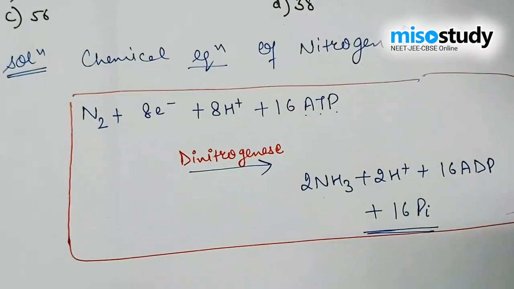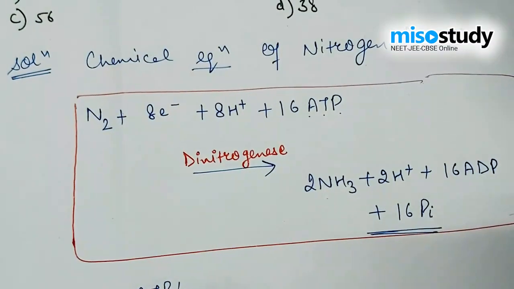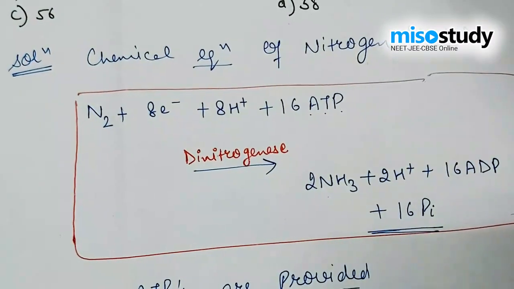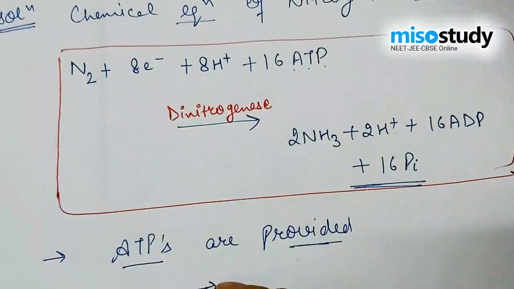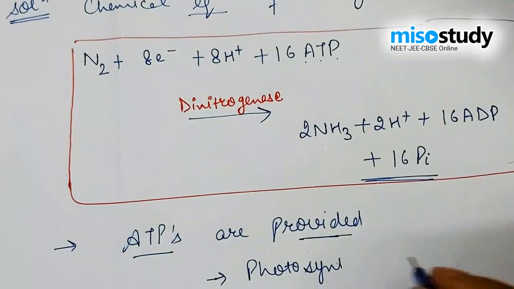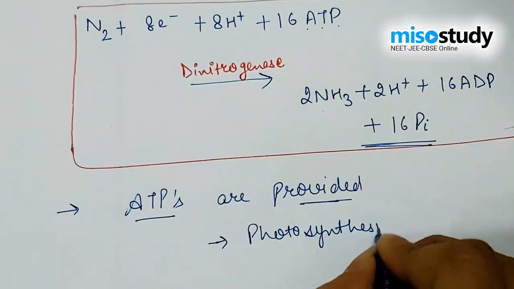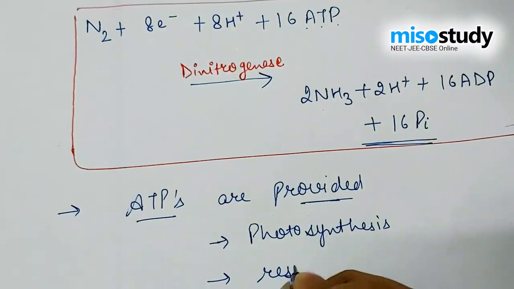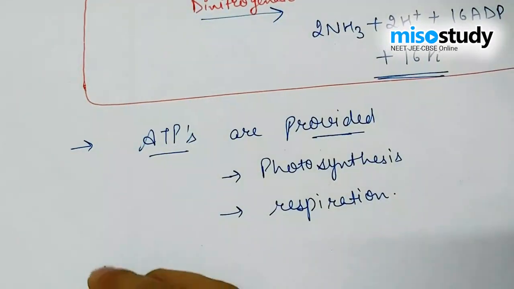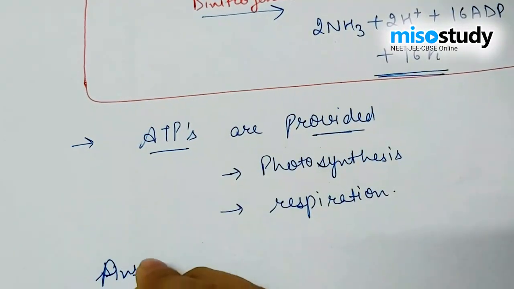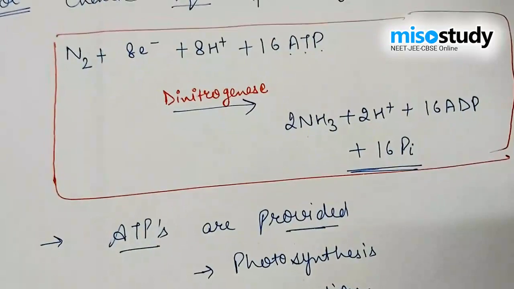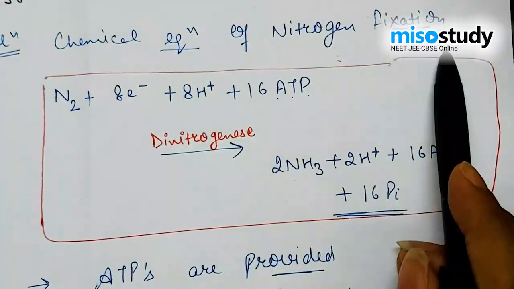So these ATPs that are used in nitrogen fixation are provided by the process of photosynthesis and next is the respiration. So according to the discussion, the right answer for the question is 16. That is mentioned in the equation of nitrogen fixation.